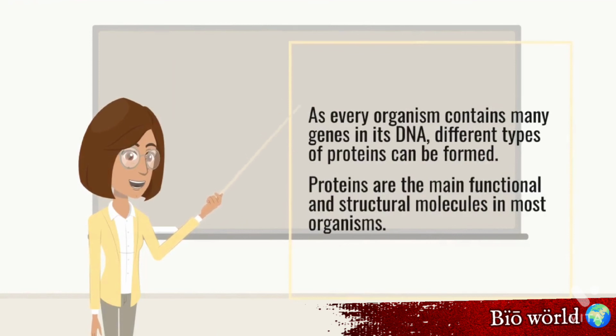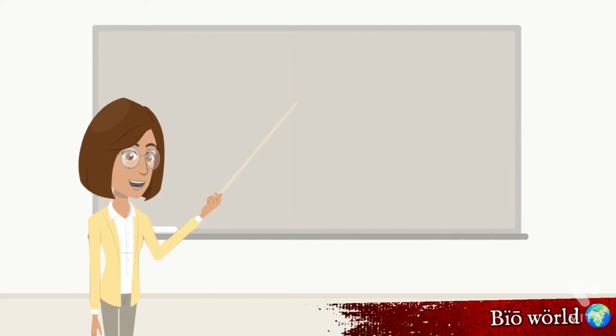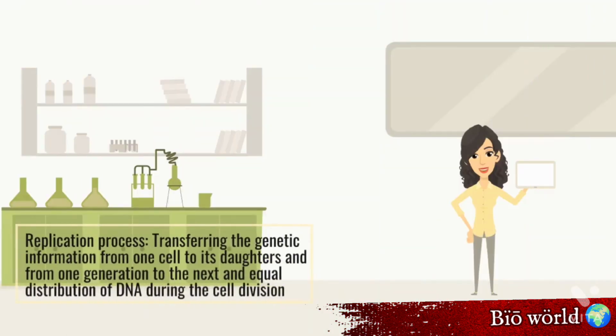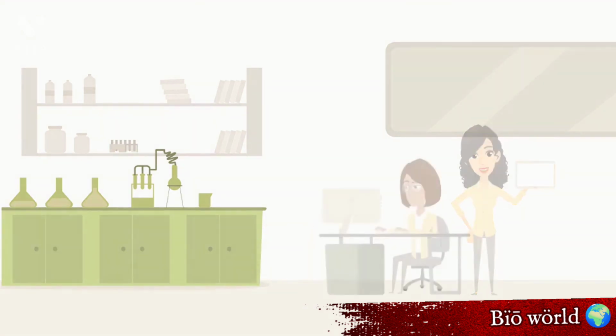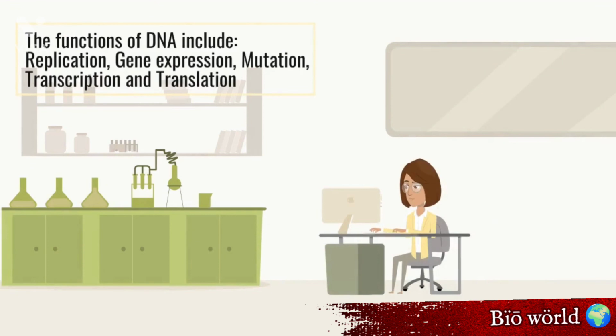Proteins are the main functional and structural molecules in most organisms. Replication process: transferring the genetic information from one cell to its daughters and from one generation to the next, and equal distribution of DNA during the cell division. The functions of DNA include replication, gene expression, mutation, transcription and translation.